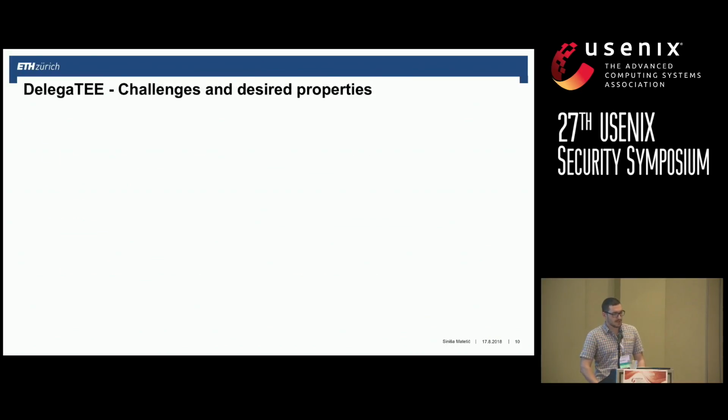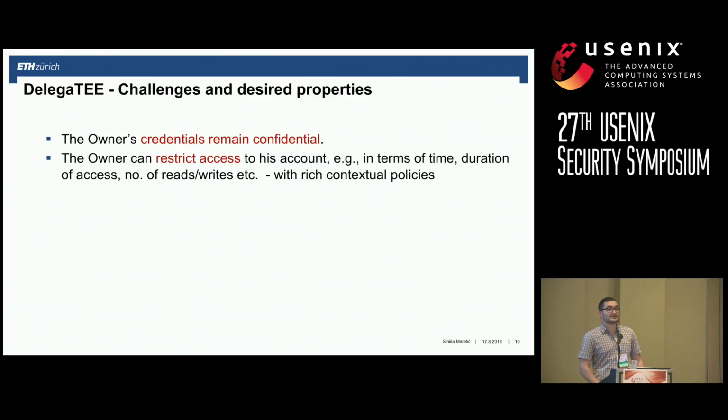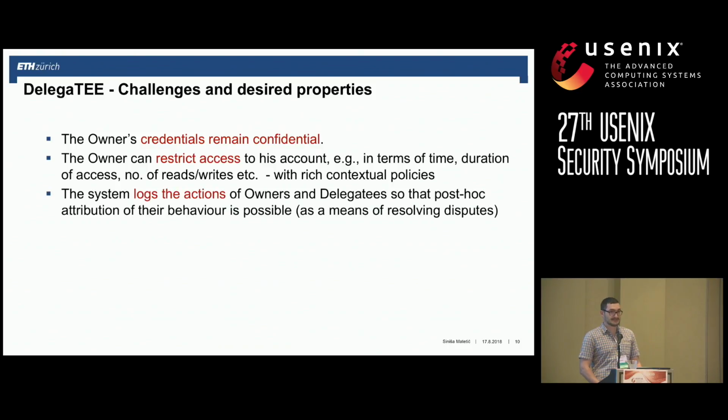So what are the challenges and desired properties that we would like to have in such a system? First and foremost, the owner's credentials should always remain confidential, and they should never be revealed to the delegatee who receives access. Second, the owner should be able to restrict access to his accounts, and this should be done depending on the type of online service that we are talking about. So it should be some kind of rich contextual policy that includes terms of usage, time, duration, reads, writes. It really depends on the service that we're talking about. The system should also be able to log different activities and actions done by the delegatee, as a means of resolving disputes if the delegatee does some harm using an owner's account.